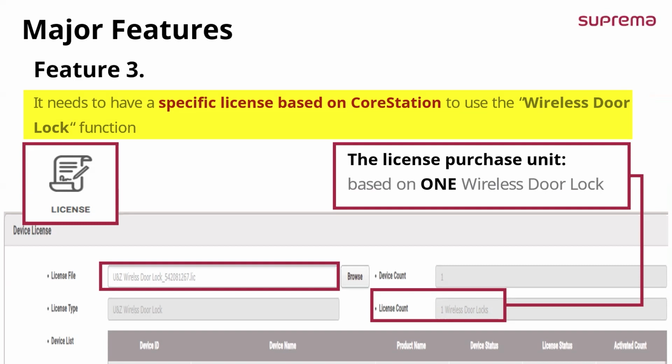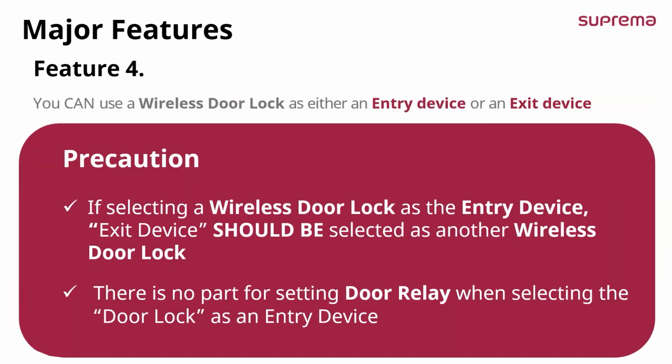Feature 3. You need a specific license to use the wireless door lock function. So please contact our sales representative to purchase the license. Feature 4. You can use your wireless door lock as either an entry device or exit device. However, if selecting a wireless door lock as the entry device, the exit device should be selected as another wireless door lock. There is no part for setting the door relay when selecting the door lock as an entry device.